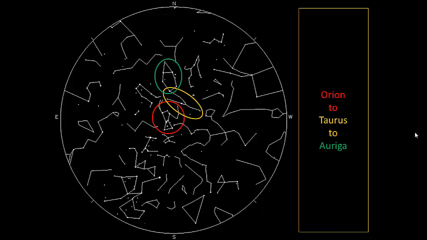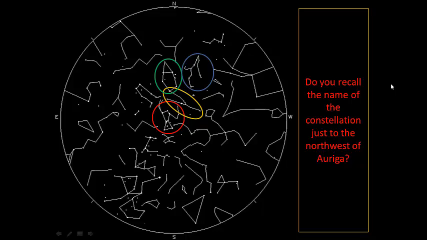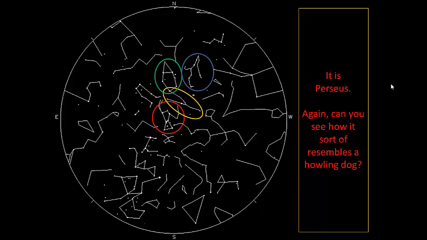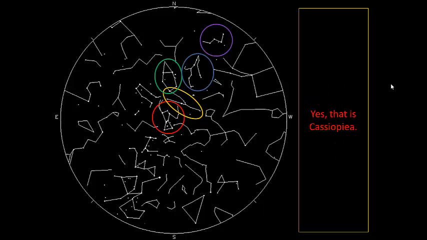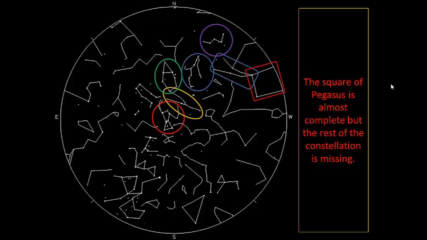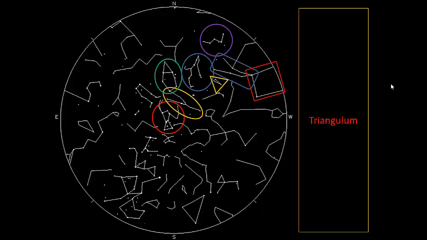So those are the three constellations above the equator that we're familiar with: Orion, Taurus, and Auriga. Capella is the brightest star in Auriga. We noted that Aldebaran was the brightest star in Taurus. And there's Perseus. Good old Cassiopeia. Remember that one? Triangulum.